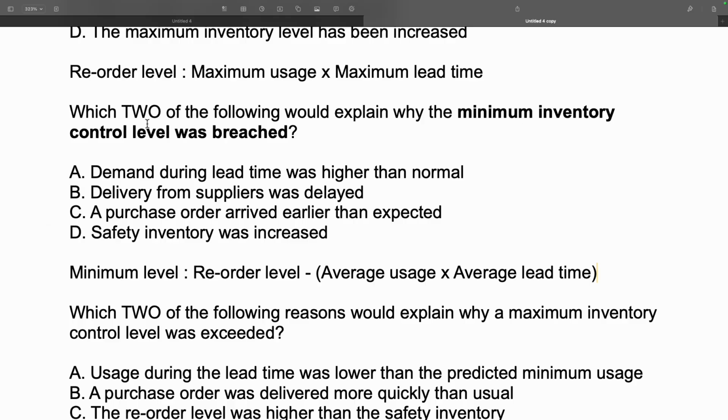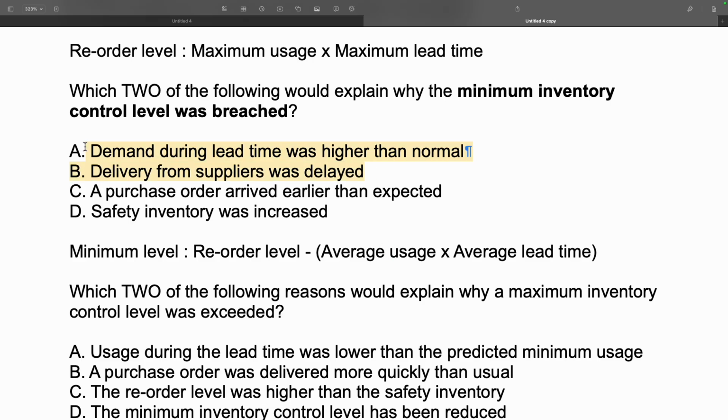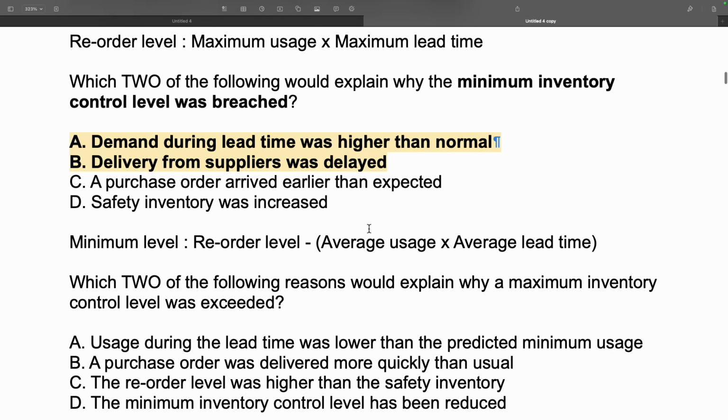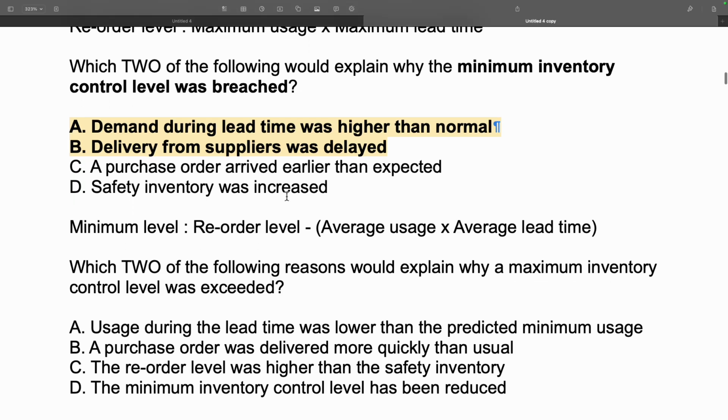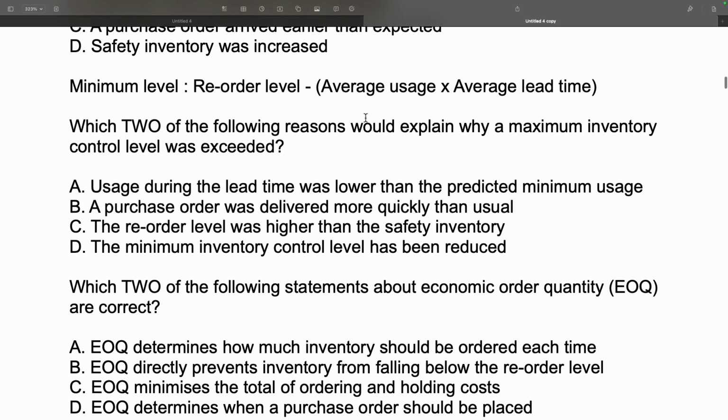Which two of the following would explain why minimum inventory level is breached? So why is the minimum breached? Okay, one I think is demand during lead time is higher than normal. Demand, so just that usage being higher than normal. This is one answer. Delivery of the supplier being delayed, that will also cause this to be breached. Are you okay in this part? Purchase order arrived earlier than expected, safety inventory was increased, doesn't cause a problem. So these are the two answers you're supposed to be aware of.